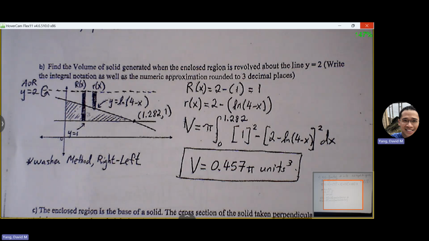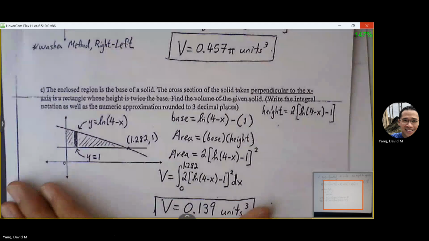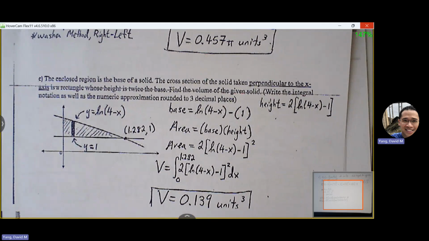Okay, part C. Part C is cross section, but it's a rectangle. So I'll talk about rectangles. Rectangles, we know it's base times height. So base, we build it based off of the description that they tell us, perpendicular to the x-axis. So it's a vertical base, top minus bottom.